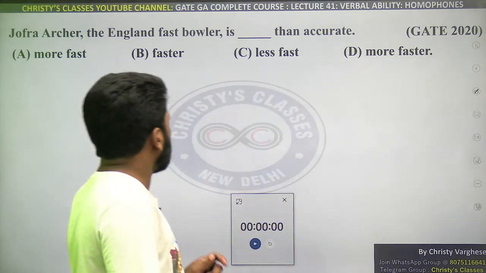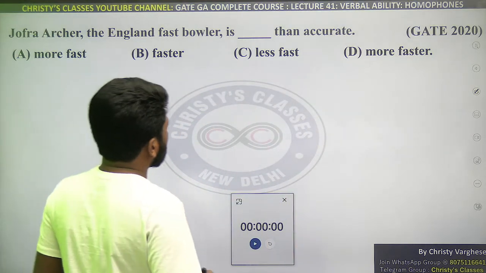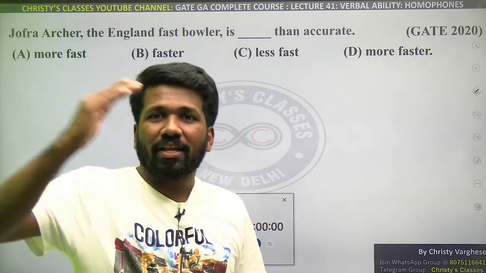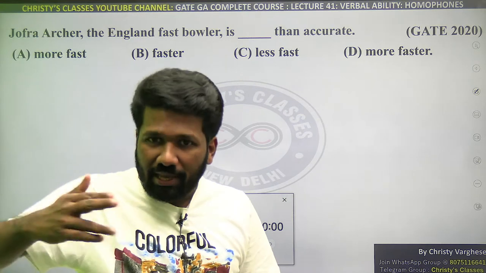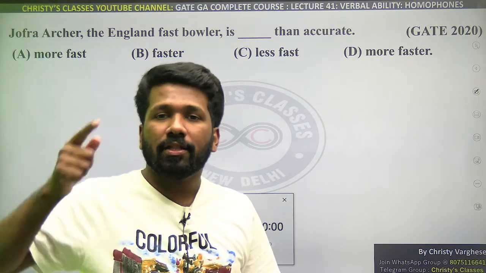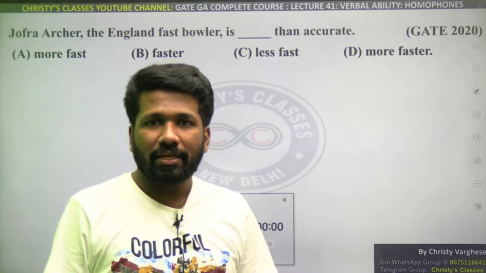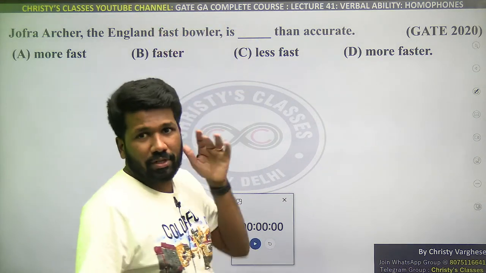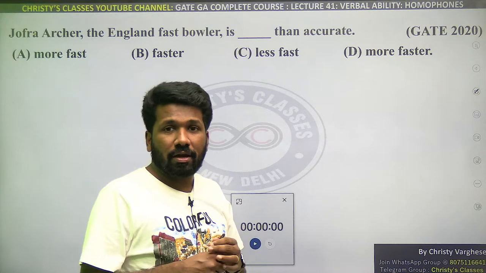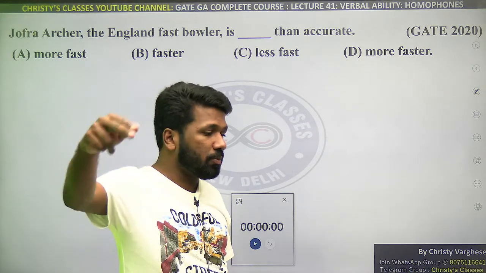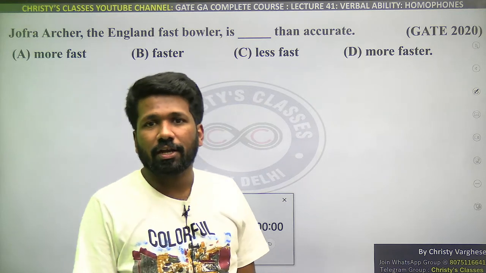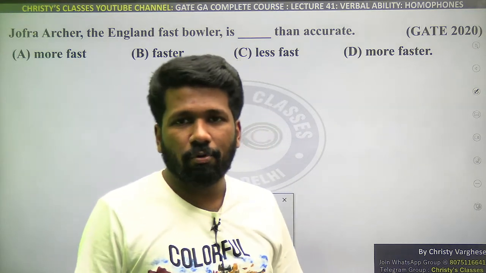If so, you cannot use faster, because faster means it is comparing one person's speed with another person's speed. That means same qualities are compared. There you can use comparative degree. Here we are comparing speed and accuracy. It is not comparing the speed of Jofra Archer with the speed of maybe James Anderson or some other cricketer. Are you understanding the point?